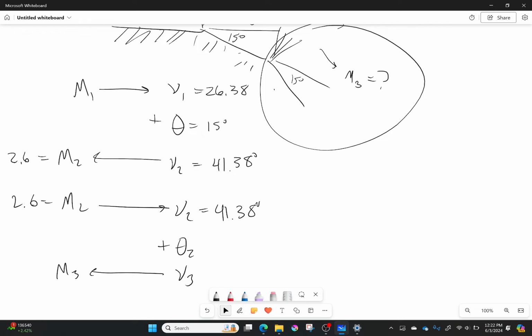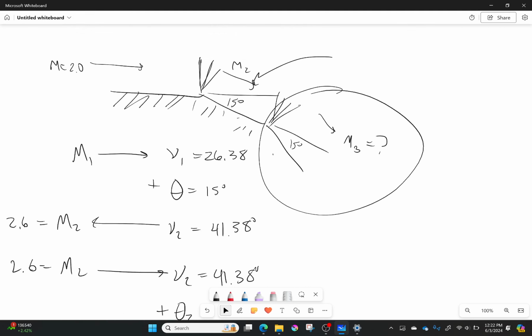And what is my second deflection angle? Well, I can pretty much forget that this part exists now. And if I were to redraw it with my flow being horizontal, it would look just like this again. So my flow right here, this is M2 now. It's equal to 2.6. I have another deflection angle that's equal to 15 degrees. So it's just 15 degrees.